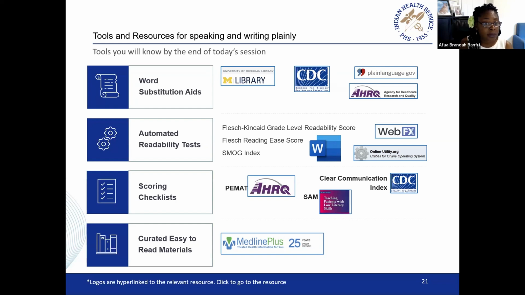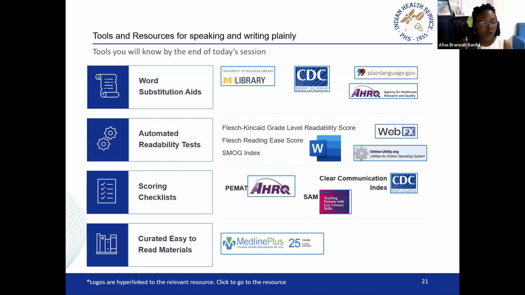The first is word substitution aids. Now you have this document with you, so you can see that each of these, I don't know if you can see my mouse on the screen, but each of these images is clickable. So you can click into the aid, right? So the first category is word substitution aids. We'll talk about that. The second is these automated readability tests. There are various kinds of scorings and indices, right?